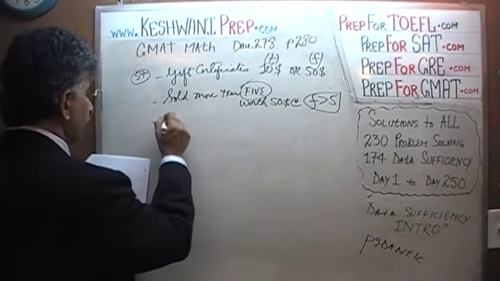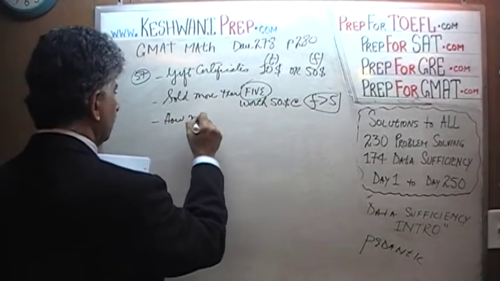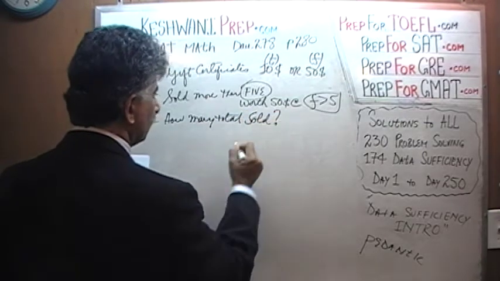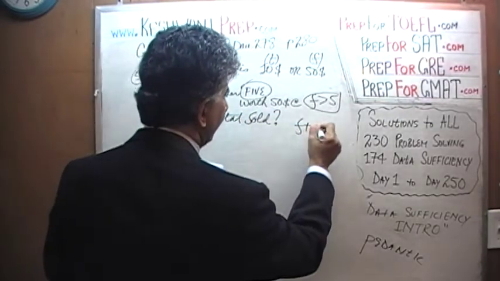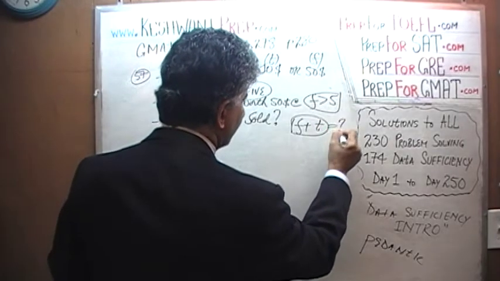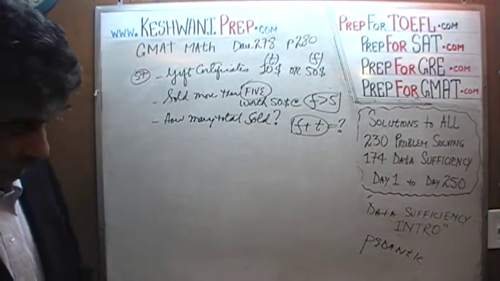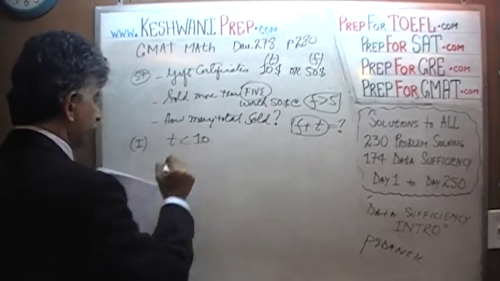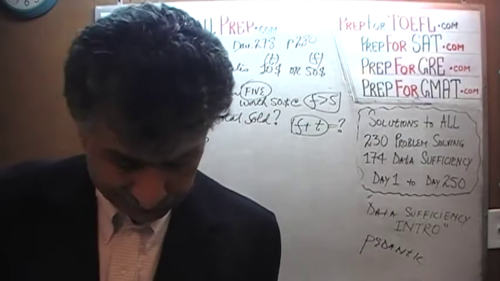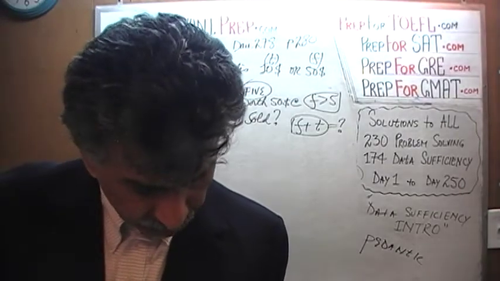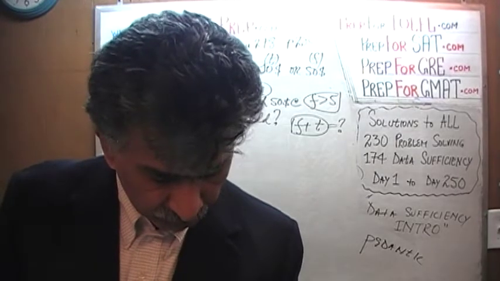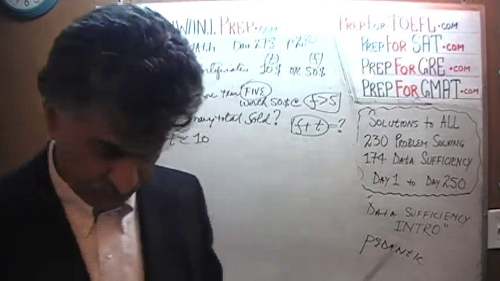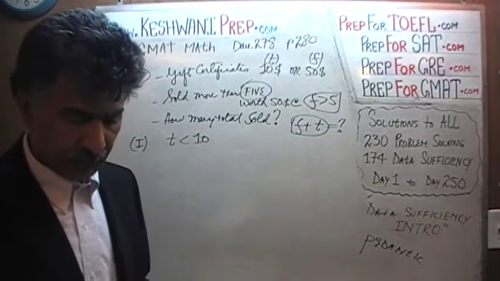The question is simply this: how many were sold? How many total were sold, which in our symbols is F plus T, equals how much? Let's see what they tell us. The first statement tells us that T is less than 10. It tells us that we sold fewer than 10 $10 gift certificates. It says yesterday the bookstore sold fewer than 10 gift certificates that cost $10 each, which is the same as T is less than 10.